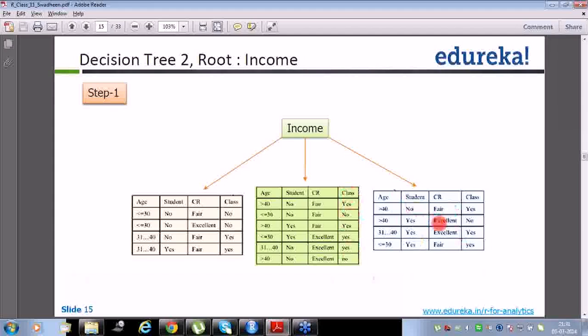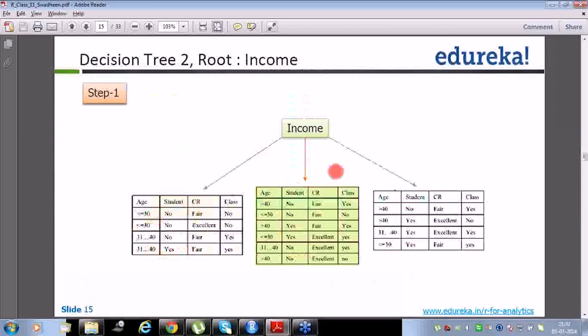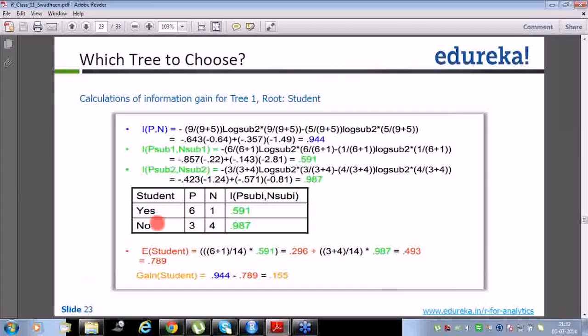right? Then it will do the entropy calculation, like it will give in income. We have here, it will be written as income. There would be 3 rows: high, low and medium. So for each of high, low, medium, what is the P and what is the N, what is the IP sub 1 and N sub 1 for that, something like that. So it calculates the entropy and then it will calculate the information gain.